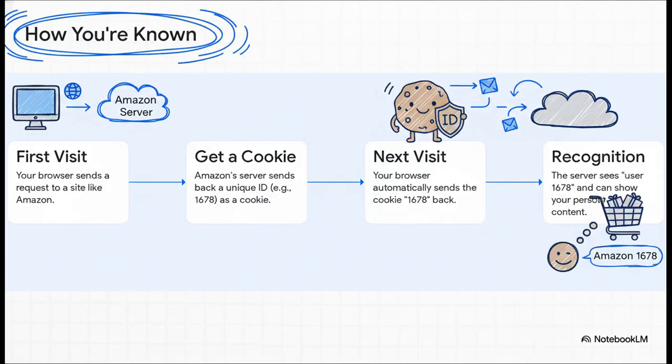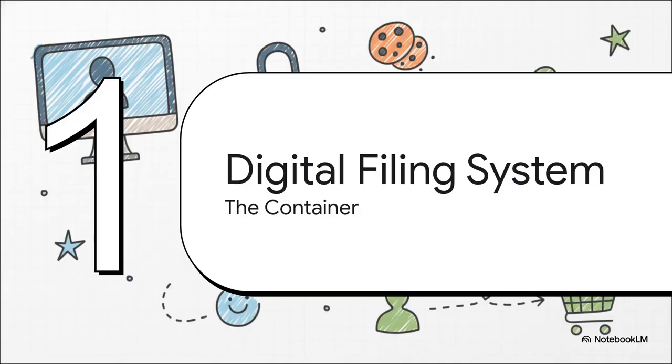So let's see how this works in real life. When you first visit a site like Amazon, its server basically says, "Hey there, new visitor, here's your ID card." And it hands your browser this tiny piece of data called a cookie, with a unique number on it, like 1678. From that moment on, every single time your browser talks to Amazon, it just flashes that ID. The server doesn't know your name is Susan, but it does know that user 1678 is back and wants to see their shopping cart.